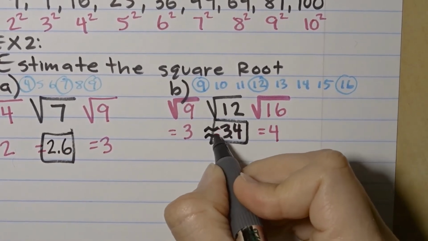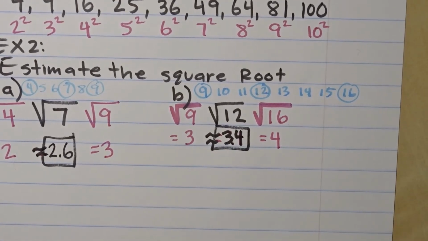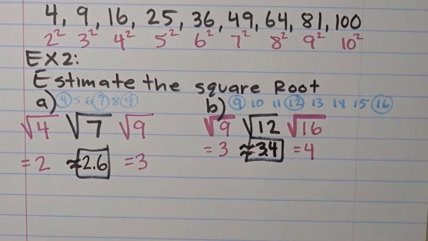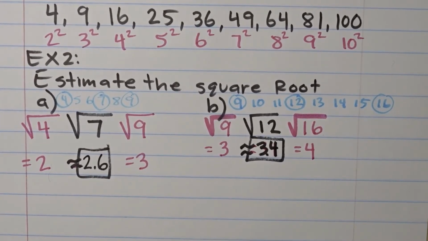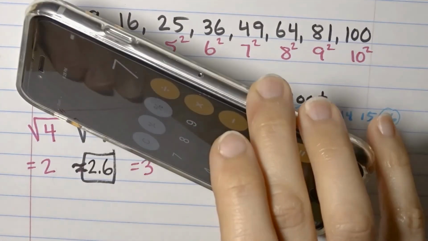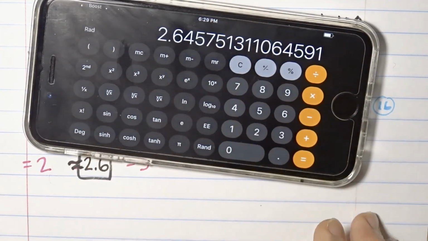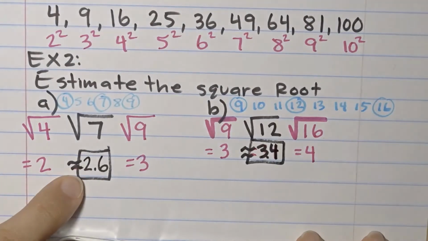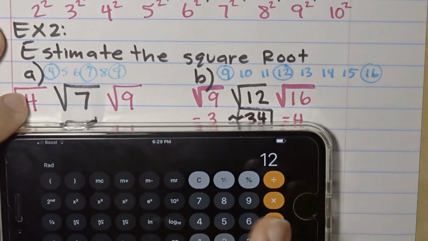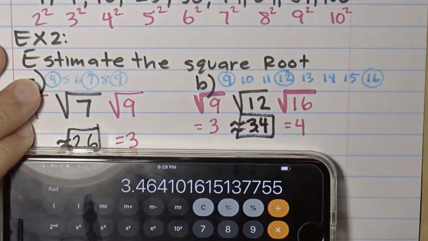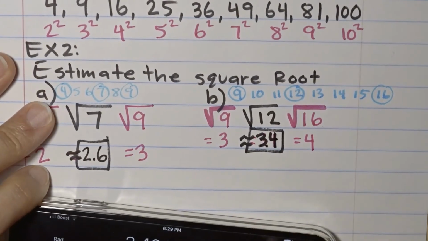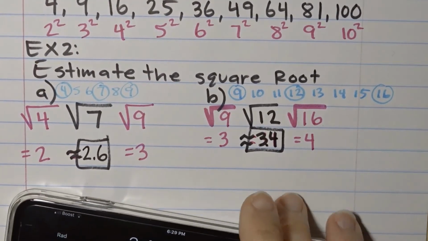And this is an approximation because we're estimating. All right, so let me use my calculator just to double check and see what we get. I see that the square root of 7 is 2.64, and I said about 2.6. And over here, square root of 12 is 3.46, and it rounds off to 3.5, but close enough. If you're off by a hundredth or a tenth, then we know you're thinking right.